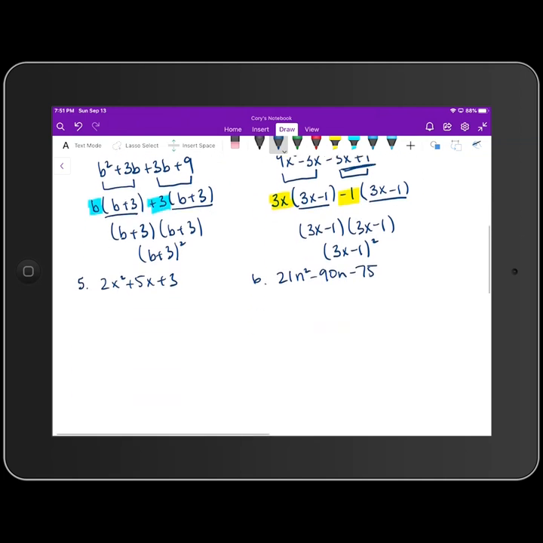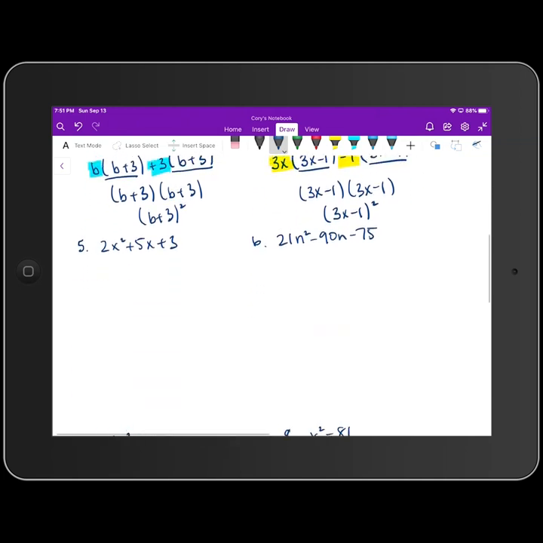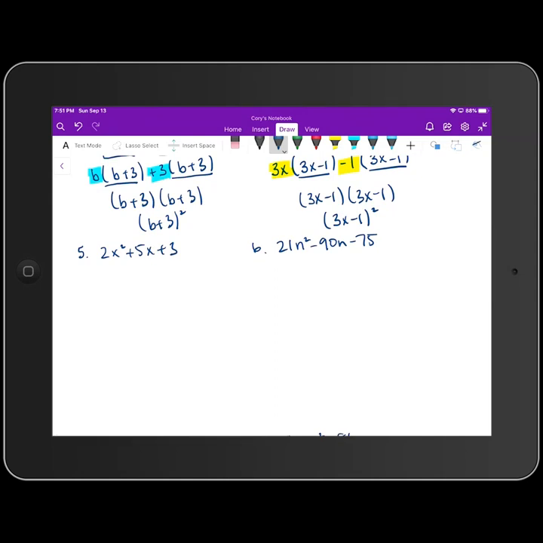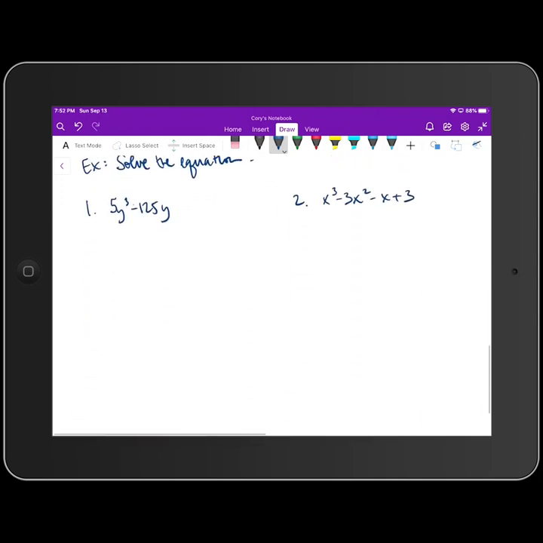Okay, I want to see you guys try numbers 5 and 6. So for 5, you have 2x squared plus 5x plus 3 that you're going to factor. And then for 6, you have 21n squared minus 90n minus 75. I want you guys to pause the video while you work on those two, and then you can come back and we'll talk about those two together.